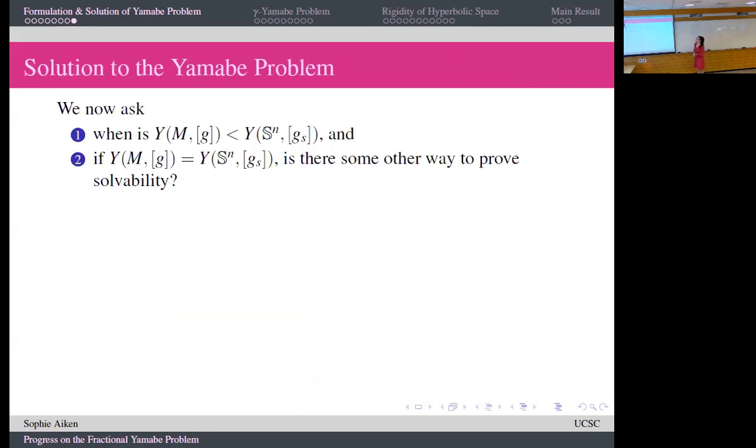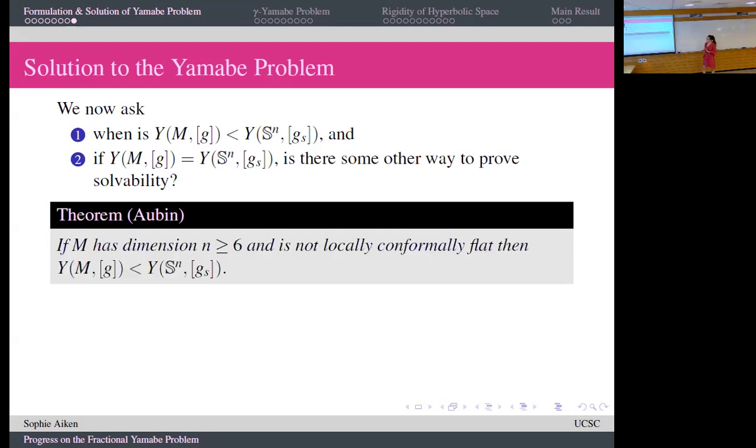Okay. So at this point, if we know that the Yamabe constant is always less than or equal to that of the sphere, and in particular, the problem is solvable when we're strictly less than, we come to these next two questions naturally. When do we have solvability from knowing that it's strictly less than the Yamabe constant of the sphere? And if I don't have that case, if the constants are actually equal, is there some other way to prove solvability?